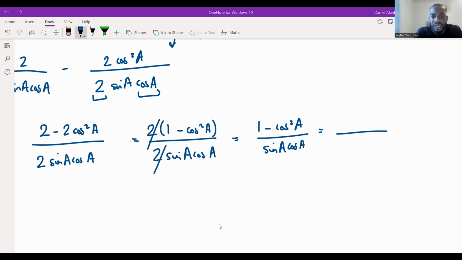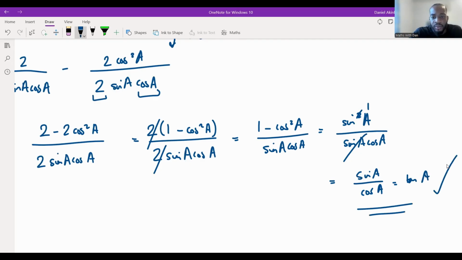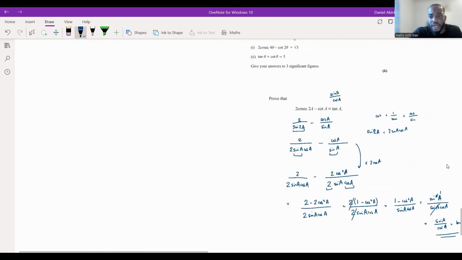Exactly. Fantastic, guys. It's sine squared, isn't it? So it's sine squared A over sine A cos A, like that. Goodbye, goodbye. Sine A over cos A, which is equal to tan A, as required. Make sense? Anybody get that correct?